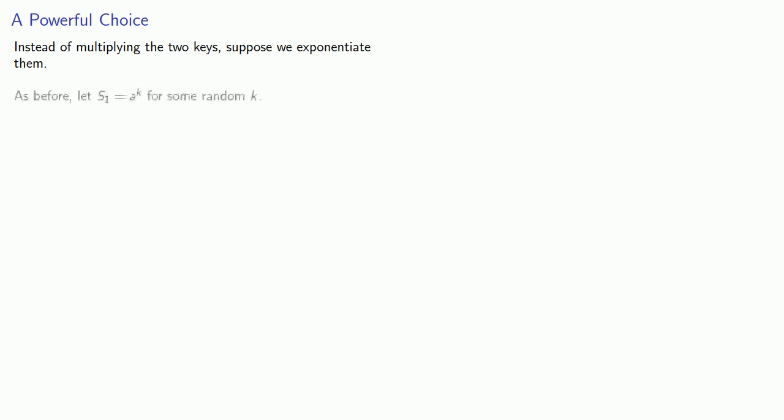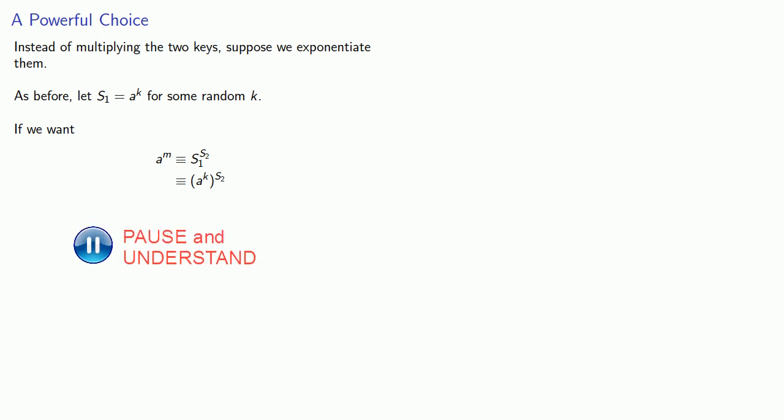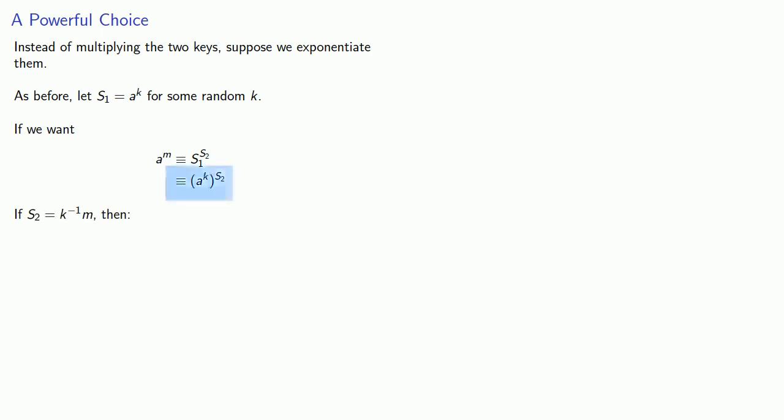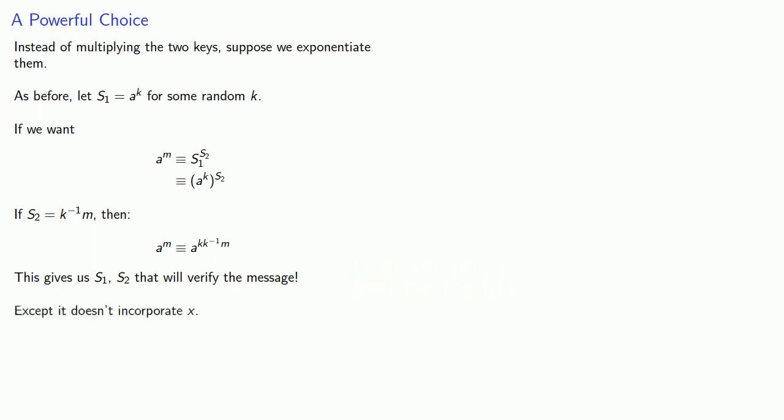Well, let's see what else we can do. How about instead of multiplying the two keys, suppose we exponentiate them? As before, we'll let S1 be equal to A to the power K for some random K, and what we want is for A to the power M to be congruent to S1 to the power S2. Or, rearranging, if we take S2 to be equal to K inverse M, then this expression, A to the power K to the power S2, becomes A to the power M, and this gives us an S1, S2 that will verify the message. And now we have something that relies on Alice's unique knowledge of K, except it doesn't incorporate X.